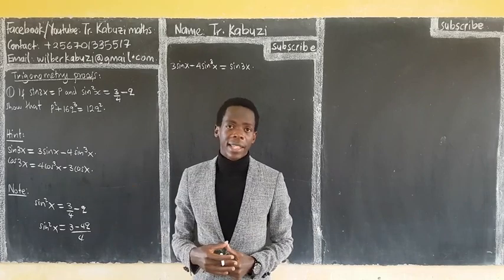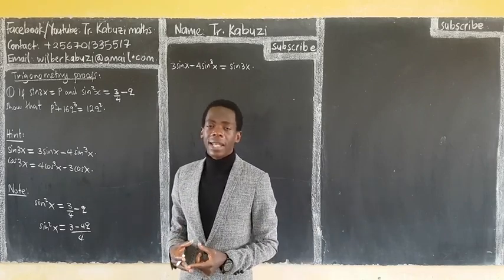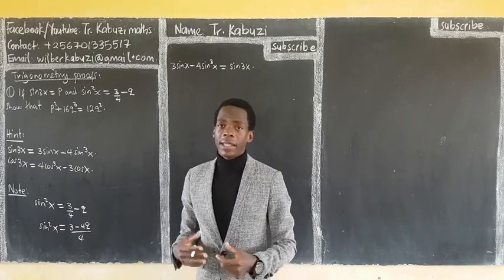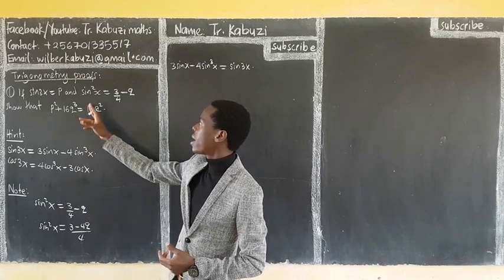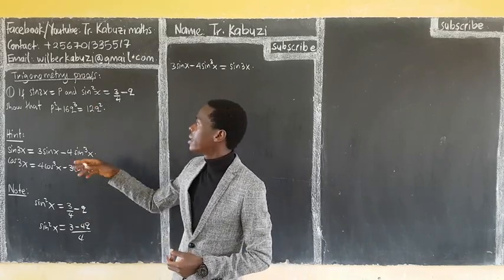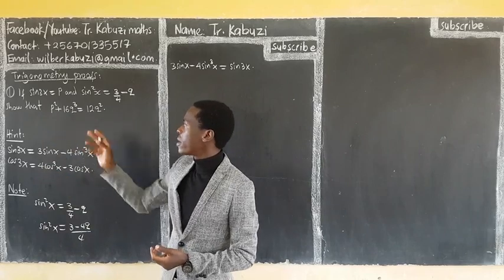Now we are also going to see how we handle this. This one has a multiple angle of sine, which is sine 3x, equal to that, and we have also the square of sine equal to this. They want us to show that this is equal to this.